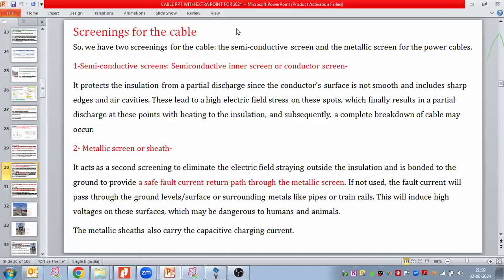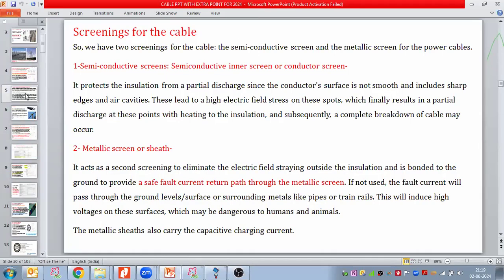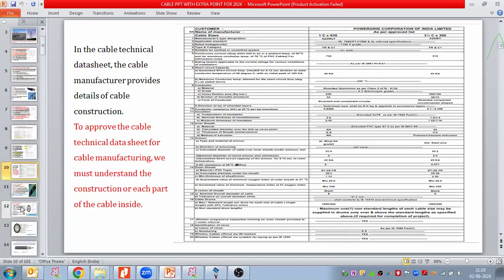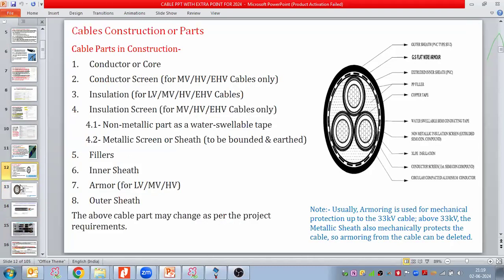Excuse me, sir. Is this the armor of the cable? No, no. We discussed yesterday about the armoring. This is a kind of armor, but it is not the armor. This also serves the purpose of the armor.